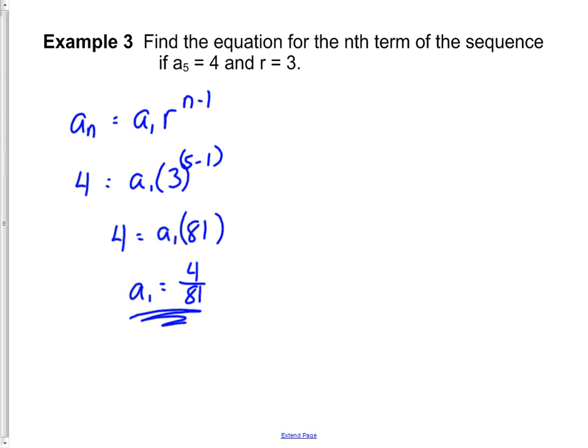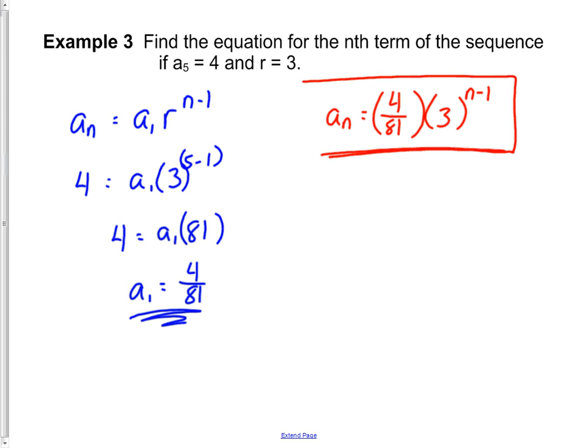Okay. So now I'm going to use that to go through and write an equation for the nth term. So a sub n equals the first term, 4 over 81, times r, which is 3, to the n minus 1 power. There's your general equation for the situation in example 3.